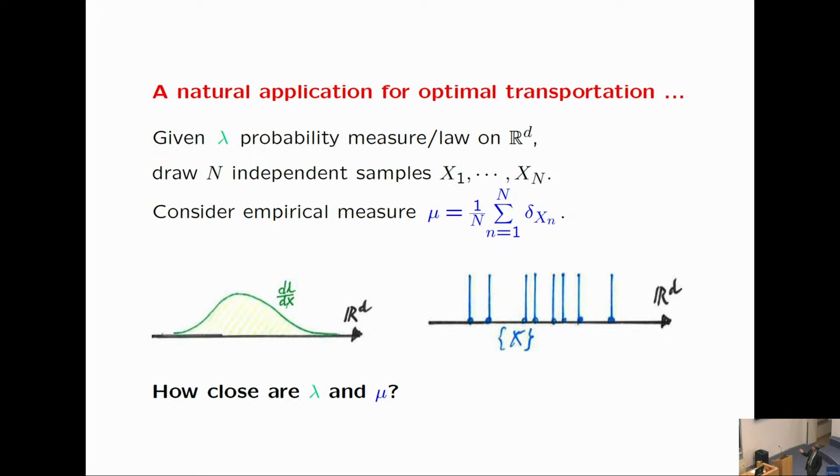It's a random measure on R^d, so it's a measure in a certain sense in two ways. But almost surely this empirical measure, as n goes to infinity, should converge to this fixed distribution lambda. And of course, a very natural question is how close are these two measures for a finite number of samples, for finite n? Can you characterize the distance between these two measures?